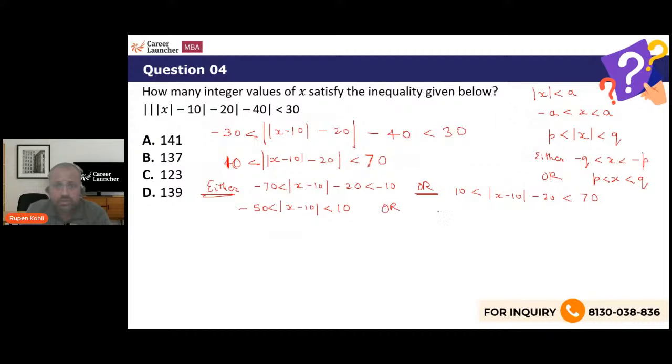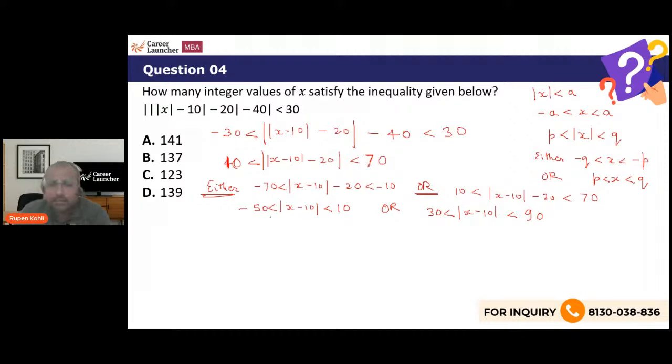Or this one tells us that mod of x minus 10 minus 20 lies from 10 to 70. So adding 20 on both the sides, mod of x minus 10 lies from 20 plus 10, which is 30, up to 20 plus 70, which is 90. Right. Now for the first one, mod of x minus 10 greater than minus 50.